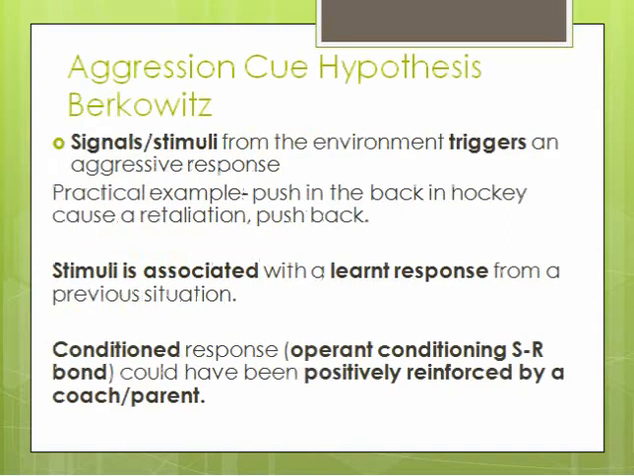The next theory we're going to look at is the aggression cue hypothesis by Berkowitz. This theory is based on stimuli or signals from the environment which trigger an aggressive response. An example of this could be you're playing hockey and a defender pushes you in the back when you're about to receive the ball, and this could cause a retaliation.